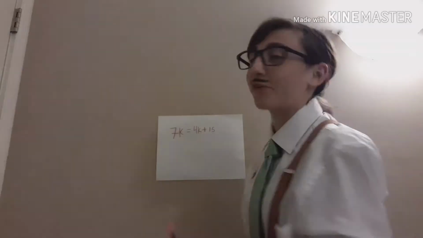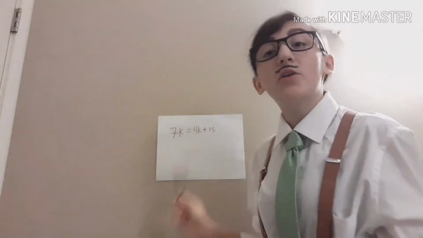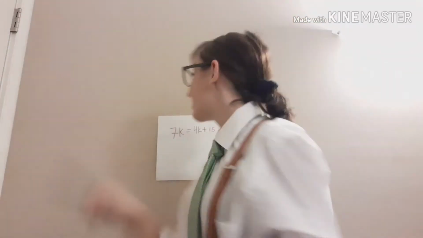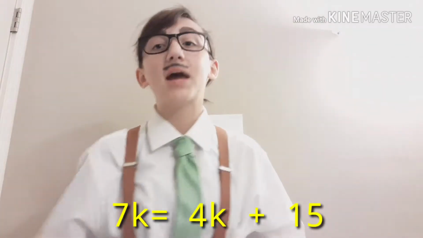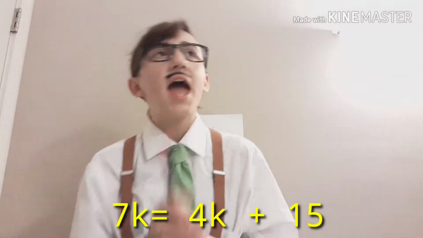Alright, now it's time to get down to the nitty-gritty. Let's roll up our sleeves and put our thinking caps on. Alright, so first, the equation I've given us, and I'll put it down below, is 7k is equal to 4k plus 15. Now, let's use some algebra tiles here and pretend that 7k is a positive number.